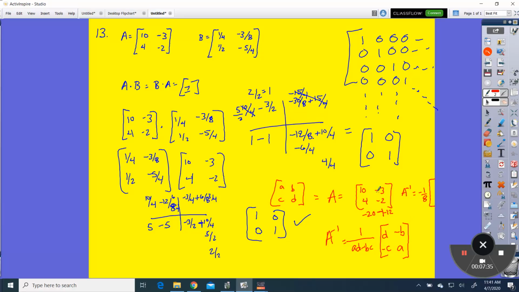And then we swap these, so that's negative 2 and 10. And then we change the signs on these. That becomes negative 4 and positive 3. So now all I have to do is distribute this negative 1/8 then. So negative times negative is positive. 1/8 times 2 makes 2/8, which makes 1/4. And then negative 3/8.